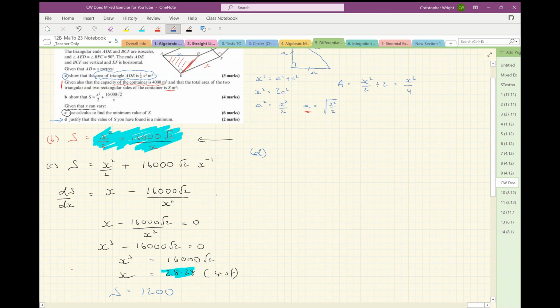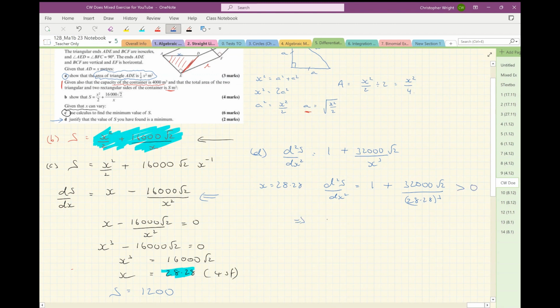So for part D, I'm going to need to use the second differential. Right, here's the first differential. I'm going to differentiate that again to give me d2S over dx squared, which is going to be 1 plus 32,000 root 2 over x cubed. Now let's evaluate that when x is 28.28. Well, when x is 28.28, d2S by dx squared is going to be 1 plus 32,000 root 2 over 28.28 cubed. It doesn't actually matter what all this is. The fact is that that's going to be a positive number.